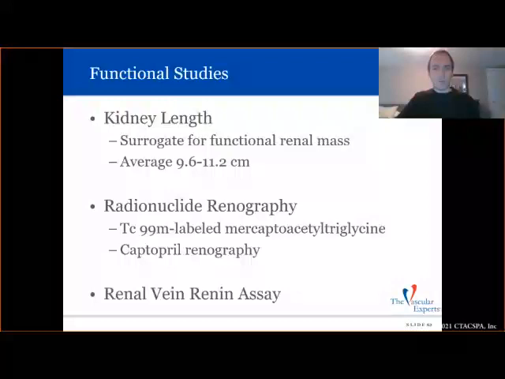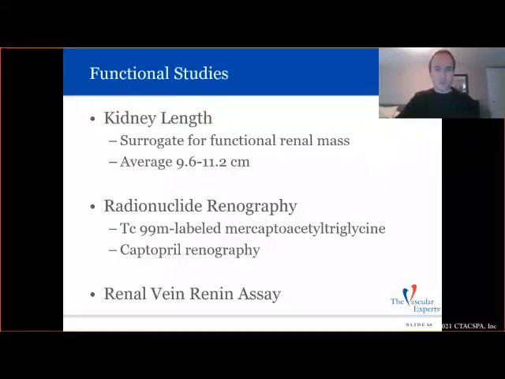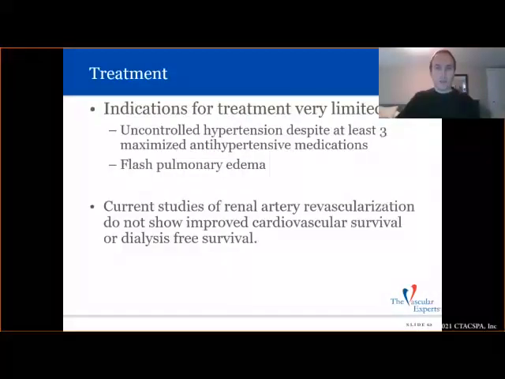There's all sorts of tests you can do to measure for renal vascular disease, but mostly ultrasound is the most commonly used one today. And then the treatment, you really only treat this disease if they have uncontrolled hypertension despite 3 maximized antihypertensive medications, or they have flash pulmonary edema. So it's really pretty limited indications now, whereas it used to be everyone got renal stents.